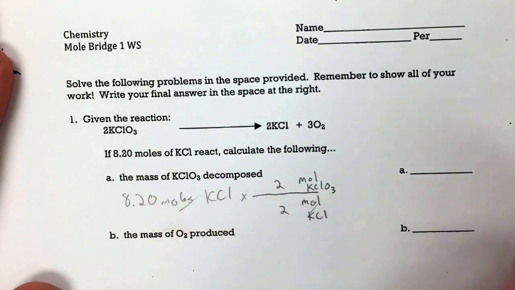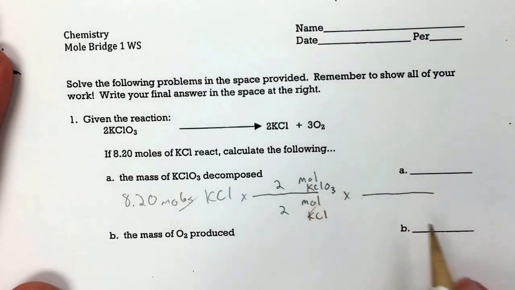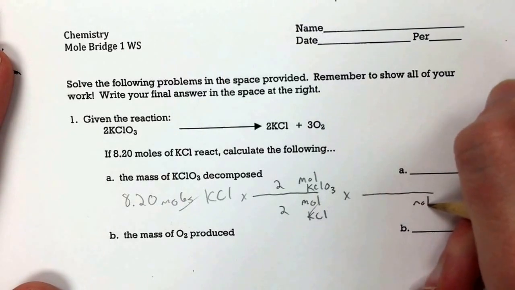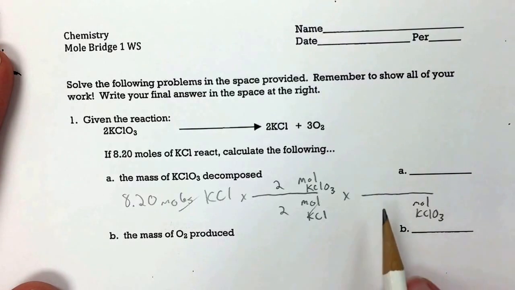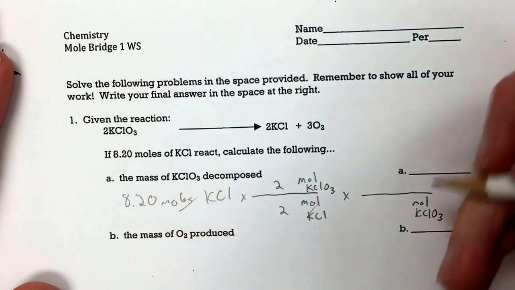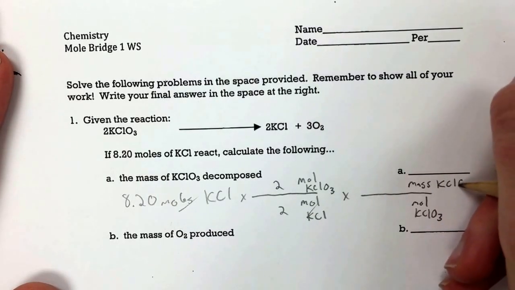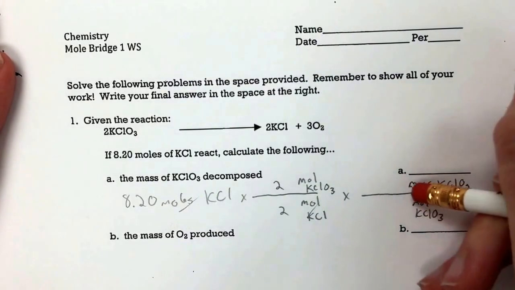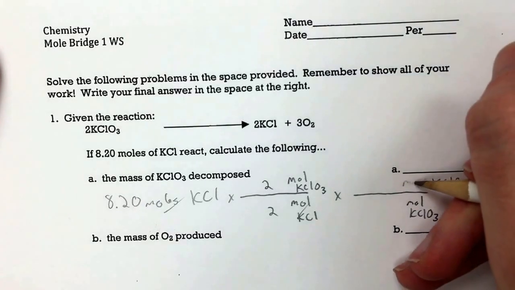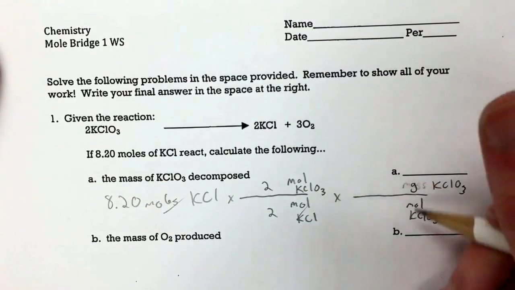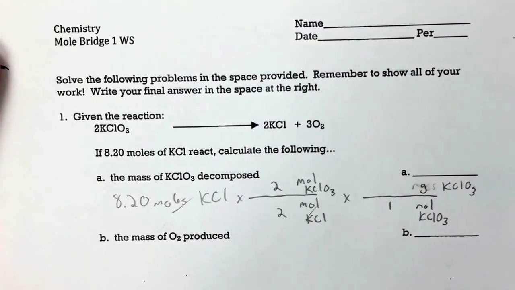Now I want to get to mass of KClO3, so I have to do another times goes into. I drop my label down. So this is moles of KClO3. Okay, and now I want to go to mass of KClO3, which typically I wrote mass, but you actually can write grams because that's the actual label, is grams. Now this is going to be 1 because 1 mole is equal to whatever your mass is for that compound.